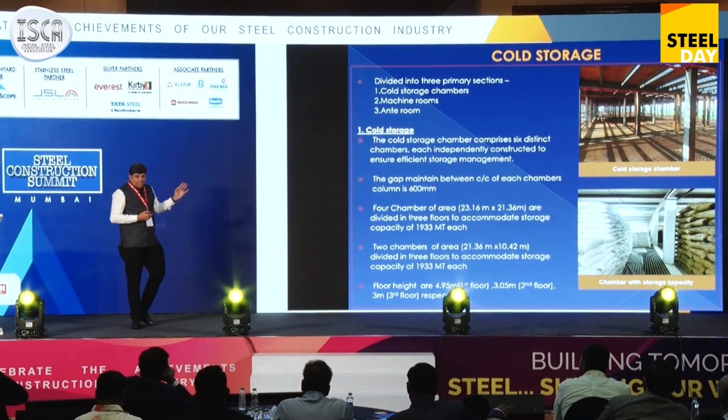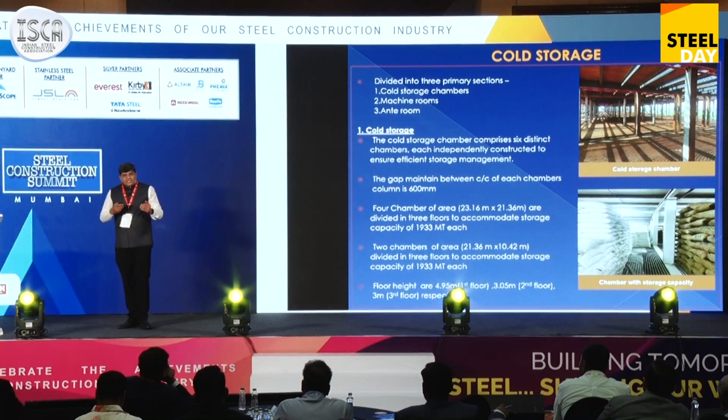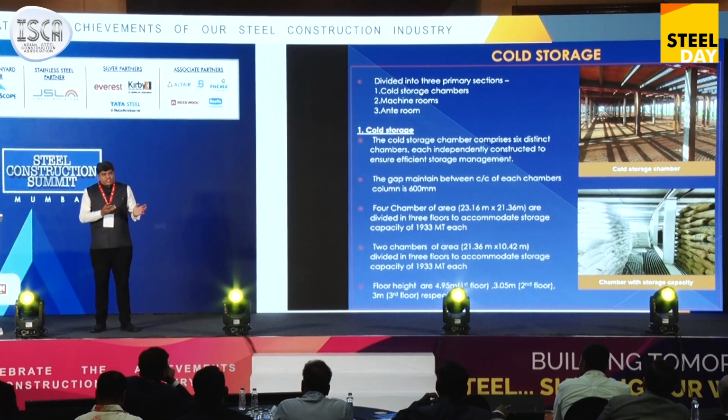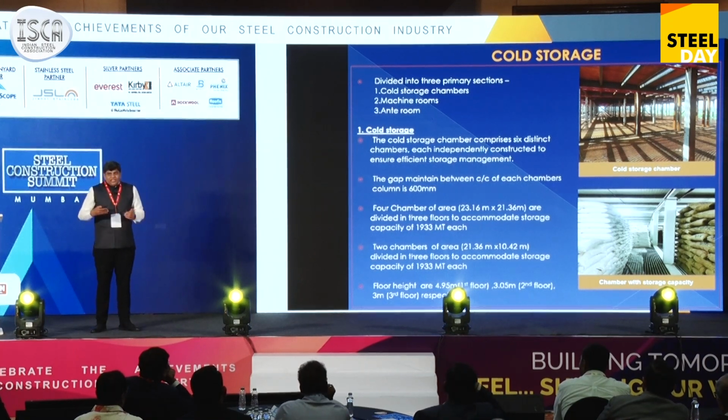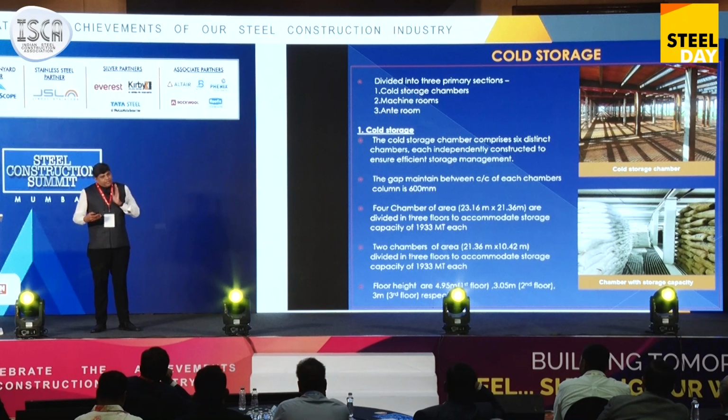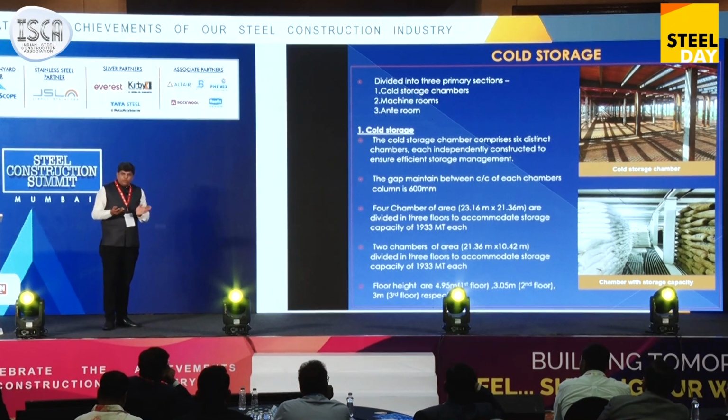For the cold storage, there are 6 distinct chambers. Each chamber is considered and designed as a separate unit, because whenever there are 2 different chambers, we have to place a PIR panel in between them. The gap between the 2 columns is kept at around 600 mm.